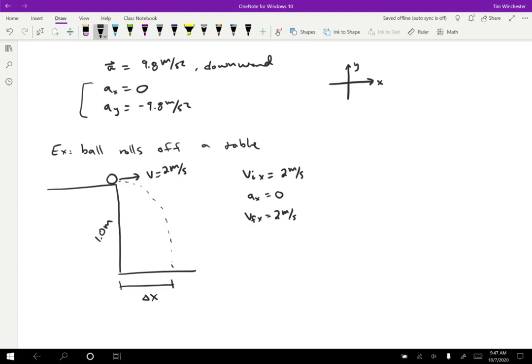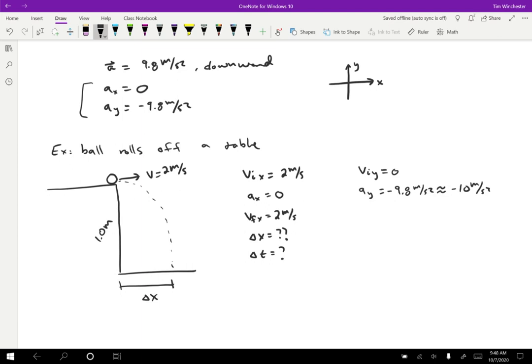What other pieces of information do we look for in a constant acceleration problem? Well, we have delta x, which is the thing that we're looking for, so we don't know that yet, and delta t, which we also don't have enough information to find. So at this point, we switch over to looking at what's going on in the y direction. The initial velocity in the y direction is zero, because the ball is initially just moving horizontally with no vertical component. The acceleration in the y direction, we know, is going to be negative 9.8 meters per second squared, or I'm going to round that to negative 10 meters per second squared.